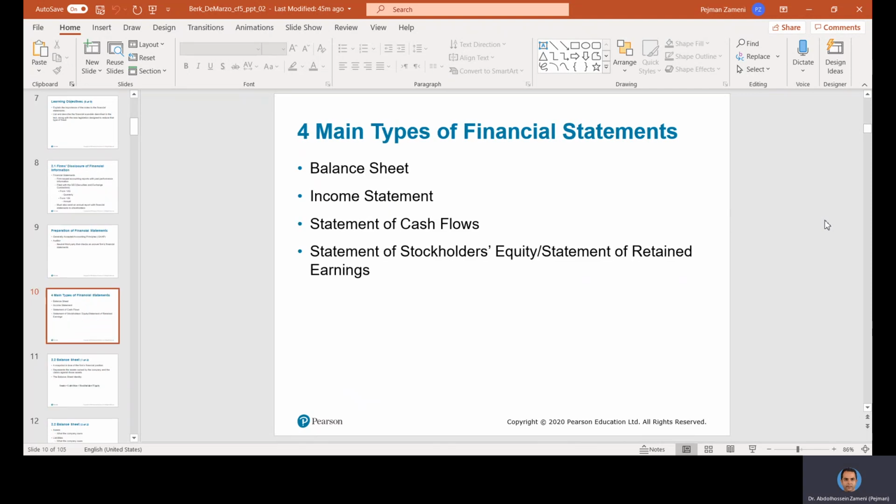Four main types of financial statements: balance sheet, income statement, statement of cash flows, and statement of stockholders' equity, which is also called a statement of retained earnings.